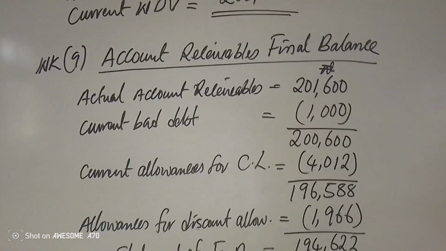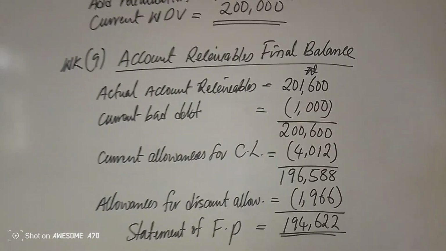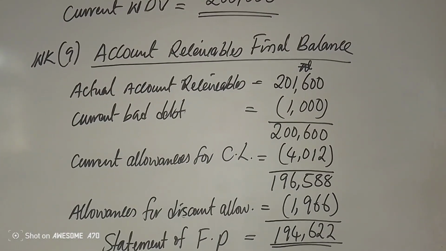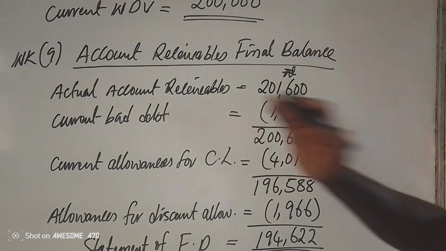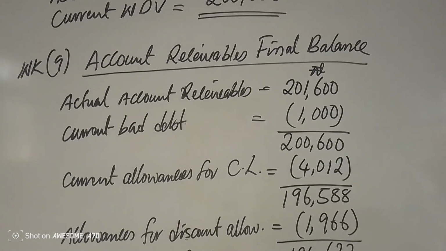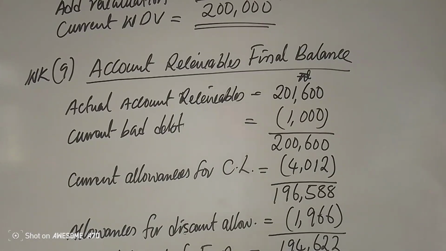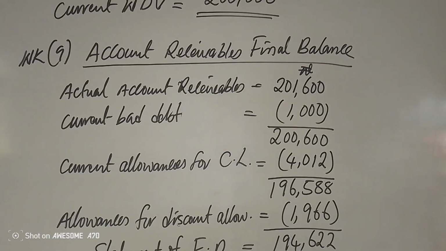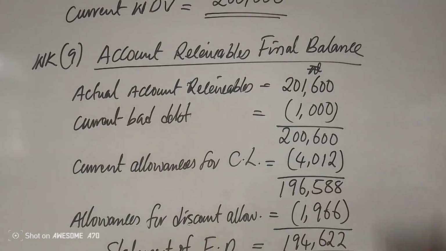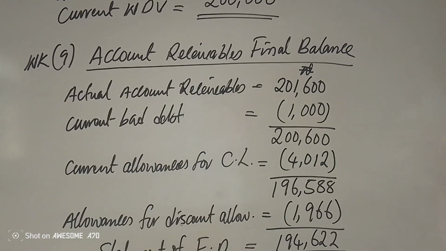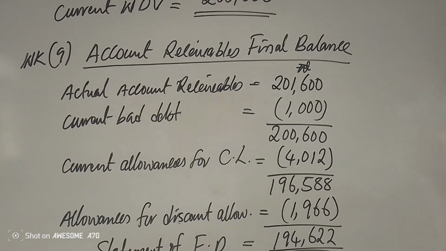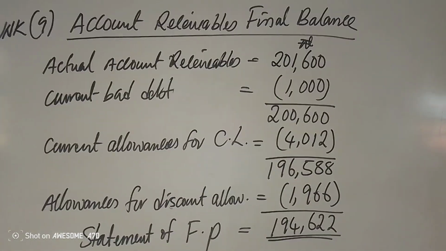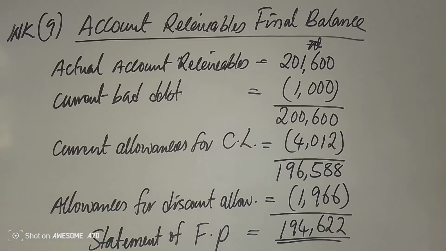Let's go to the next segment. The next segment is what most learners always find difficult: how to get the final value of account receivable. Mind you, account receivable was affected by bad debt, the current bad debt. Account receivable was also affected by expected credit losses, allowances for expected credit losses. Account receivable was also affected by allowances for discount allowable. So how do you handle it at the end of the year to get the final value that will be used as account receivable in the statement of financial position?